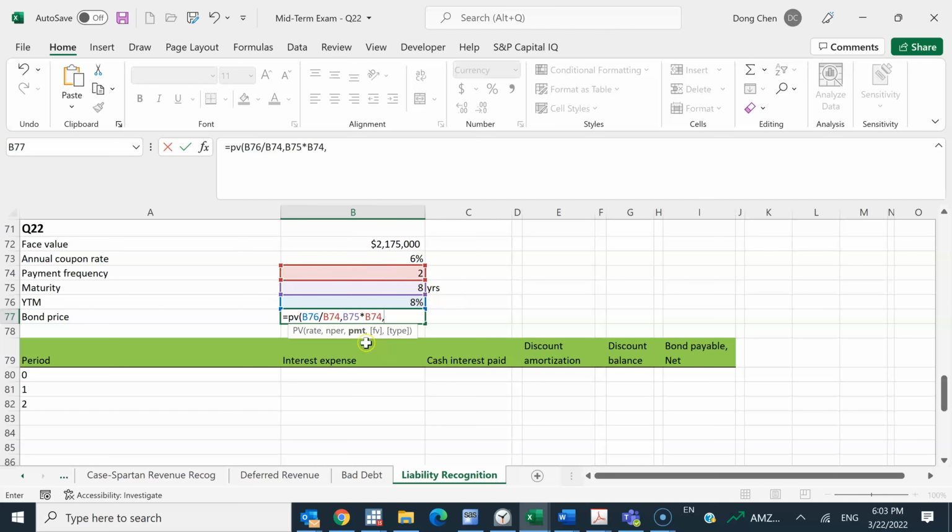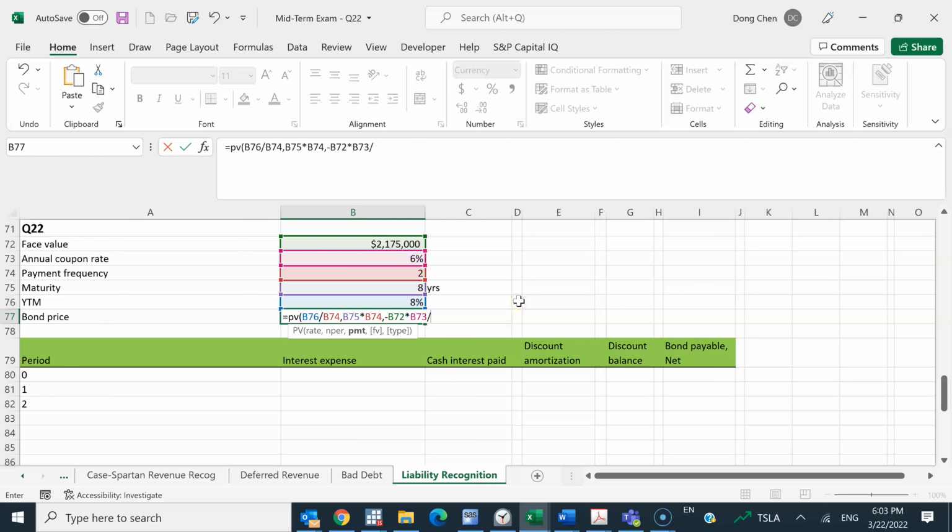And the third argument is the payment. So this is the coupon payment. But the rule in Excel for this function is that we need to put the negative sign for the payment and later on the future value in order to get a positive price, or the present value. So this payment will be equal to the face value multiplied by the coupon rate, right? Because coupon rate is quoted in terms of the face value.